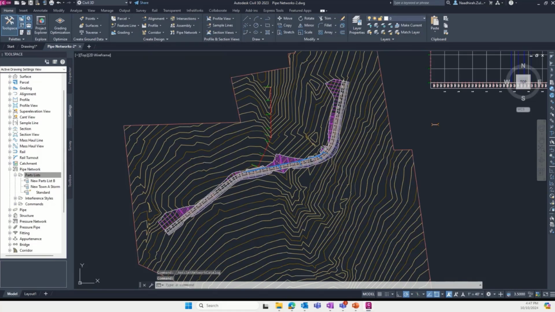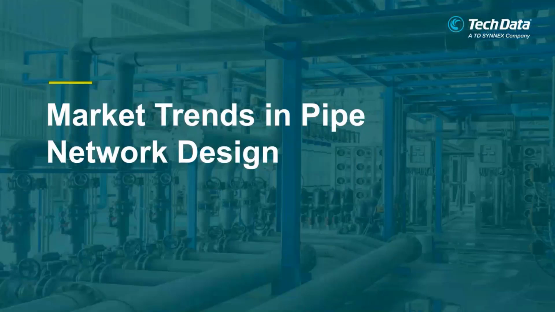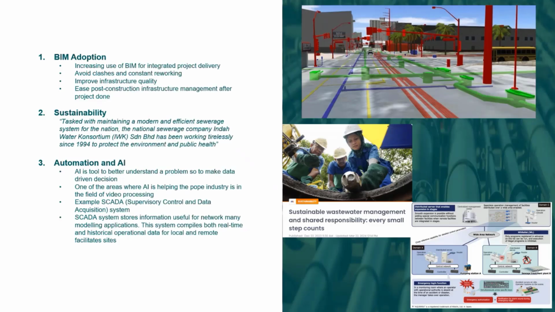Before this, this was just on how you start pipe network design. But before that, I wanted to share with you the market trends in pipe network design, because they are related when you do piping design. For example, BIM adoption. When you model your piping, your manholes, your infrastructure, it is not like it has no relationship with BIM.